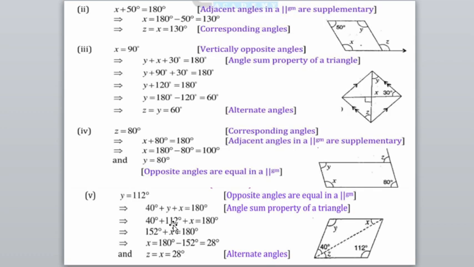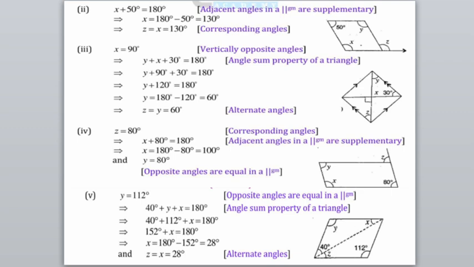40 plus 112 degree is 152 degree, plus x equals to 180 degree. Then transfer this 152 to the other side in the form of subtraction, as it is given in the form of addition. So x equals to 180 degree minus 152 degree, that equals to 28 degree. So here we got x as 28 degree.